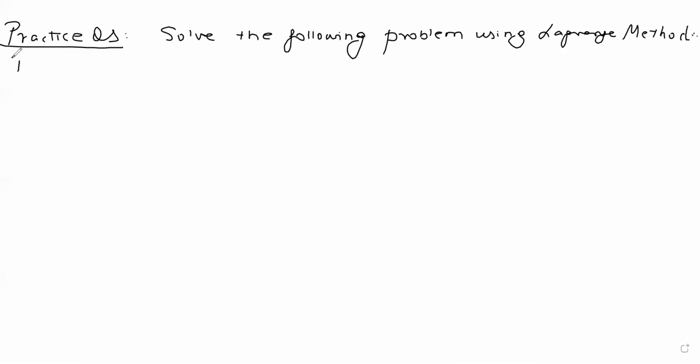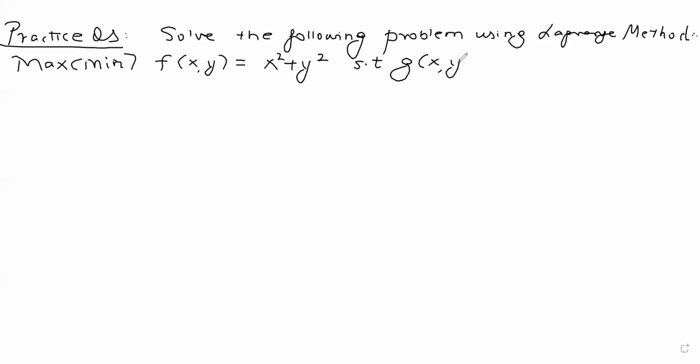Now this is as follows. Maximize or minimize f of xy equals x square plus y square, subject to g of xy equals x square plus xy plus y square equals 3. So basically, this is my g of xy and this is my c.